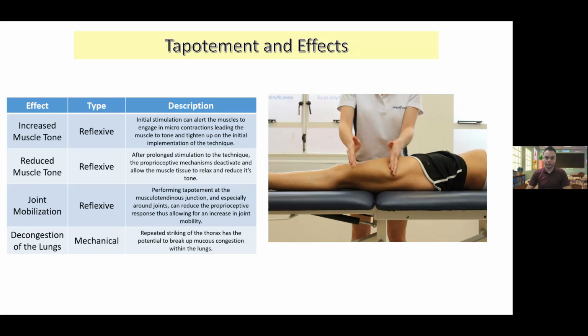Now, we also see that we have joint mobilization. Again, same thing. If we were to apply tapotement around the musculotendinous junctions and relatively close to joints, again, that affects the proprioceptive mechanisms and essentially resets it. It just kind of restarts it. Think of it like if you hit a computer with a wrench and the computer restarted. That's kind of what we're doing with the joint, which in turn can lead to an increase in joint mobility. We can also find that there's decongestion in the lungs.